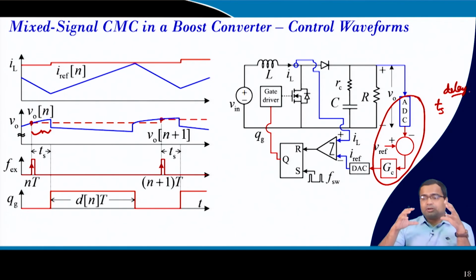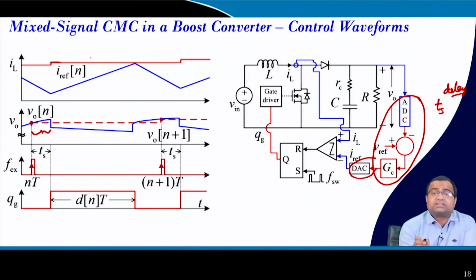This whole process of sampling as well as computation can be completed, including the DAC, so that your analog reference current is ready. Once it is ready, then your actual switching clock starts. So, this is a switching clock start. Then switch turns on.